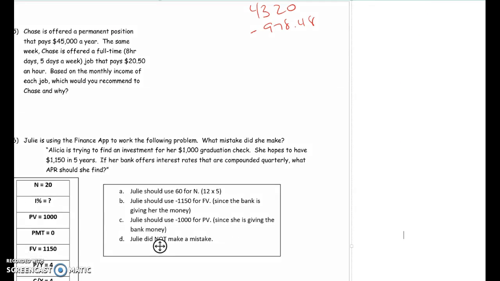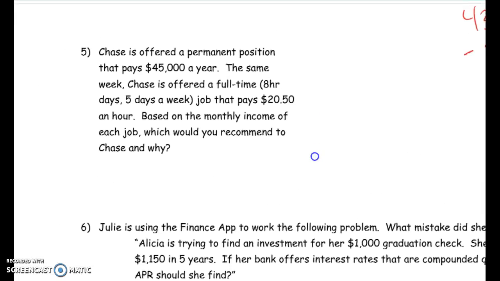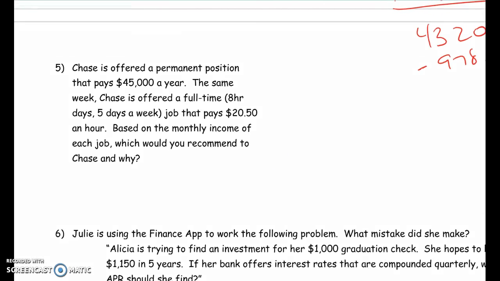Okay. Number 5, this one I don't even want to do, honestly, because y'all need to be able to figure this out. 45,000 a year, we'll divide it by 12 to see how much he makes a month, and then take this other guy, 8-hour day, 5 days a week, hello, that's 40 hours, and figure out how much they make, and then answer the question. I'm not going to do that for you.